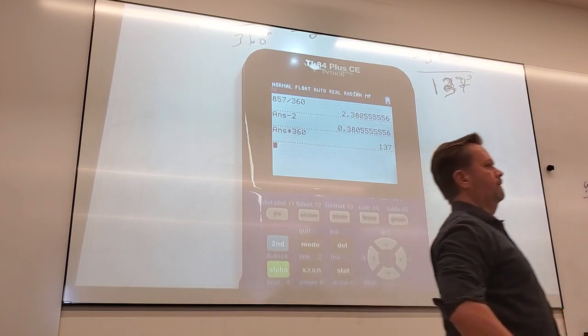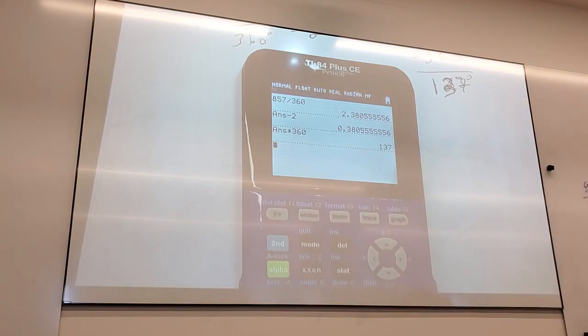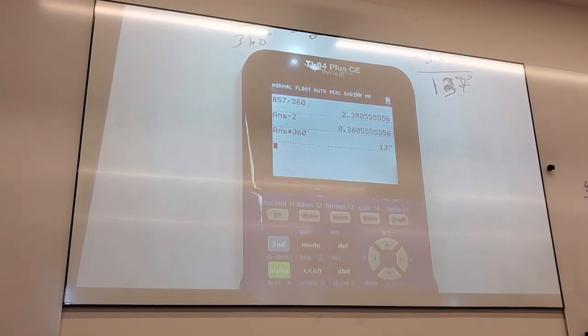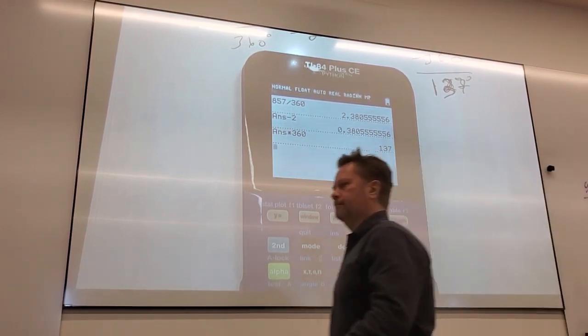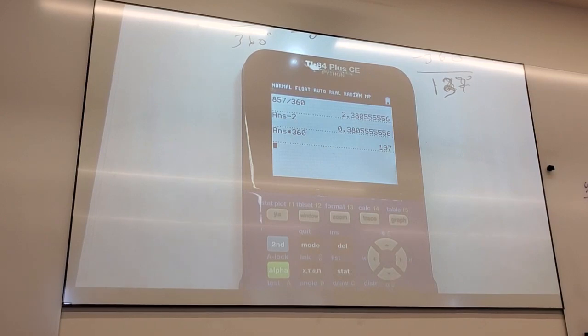So would the 2 be how many times you subtracted 360? Exactly. How many rotations. Exactly. So that's why division is repeated subtraction. The answer to a division question is how many times you have to subtract that number until before you get negative, right? I like it. Okay.